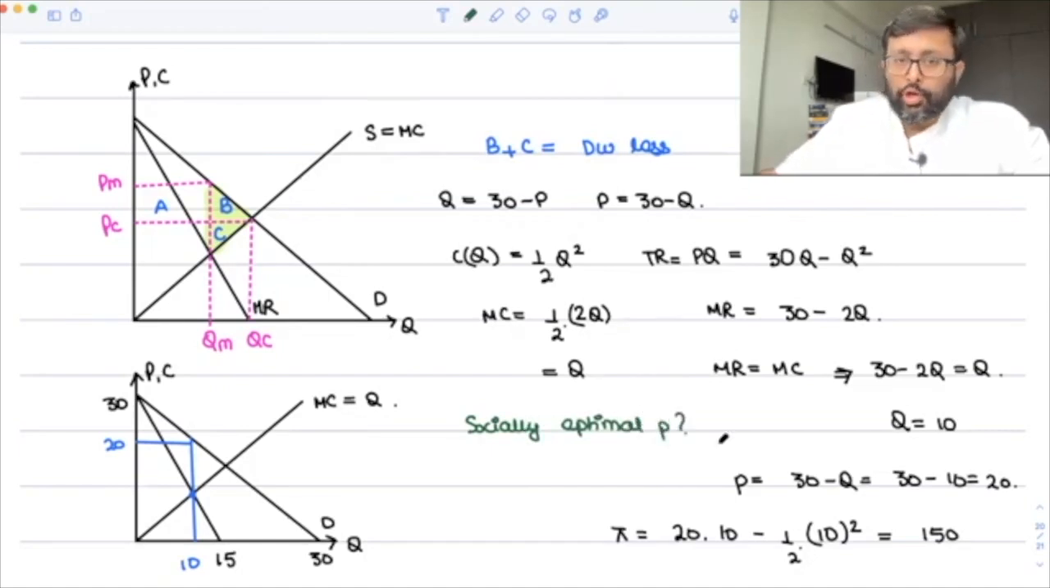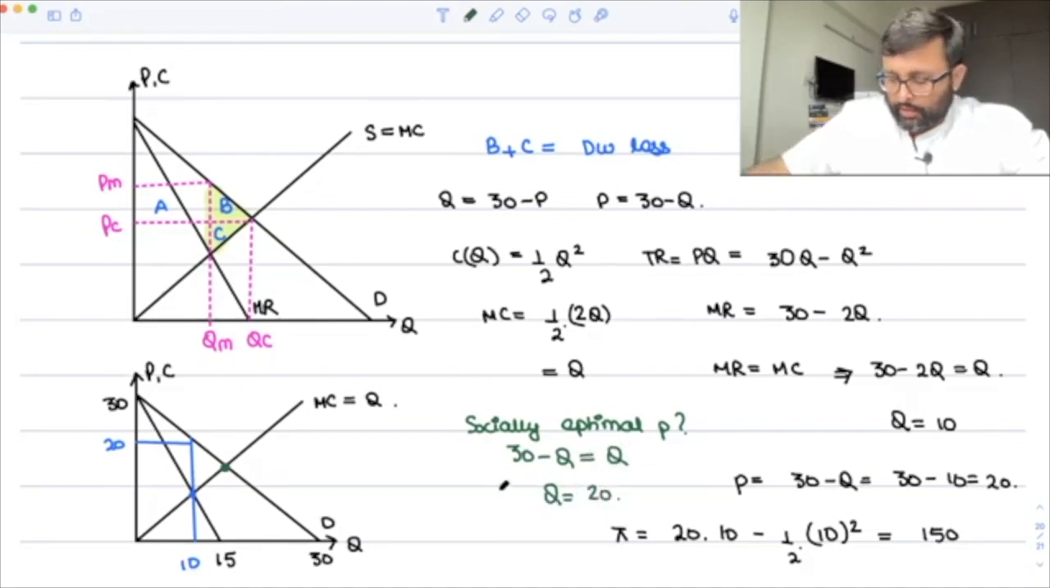What is going to be that? The socially optimal price is going to be where demand is equal to the marginal cost. That is this price. Demand is equal to the marginal cost. So demand is what? Your 30 minus Q. Marginal cost is what? Q. So Q comes out to be what? Sorry, 15. At Q equal to 15, what is going to be the price? 30 minus 15, which is equal to 15.